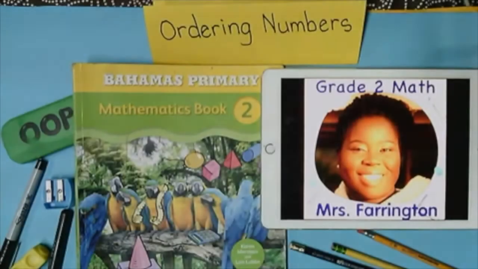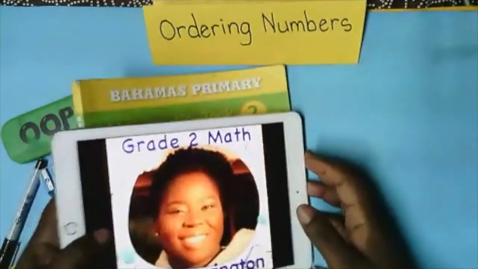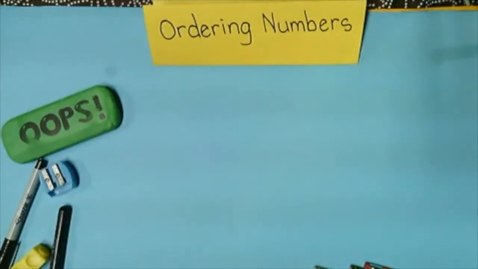Let me show you. Welcome to Grade 2 Math with Mrs. Farrington. That's me. And today we're going to look at ordering numbers. Now, what do I mean by ordering numbers? Is this like when we go to Bamboo Shack and we order a thigh snack or a conch snack? No. Is it like when your mom just ordered some cinnamon buns because that's the thing now? No. The type of ordering we're going to be talking about is a bit different than those ones.